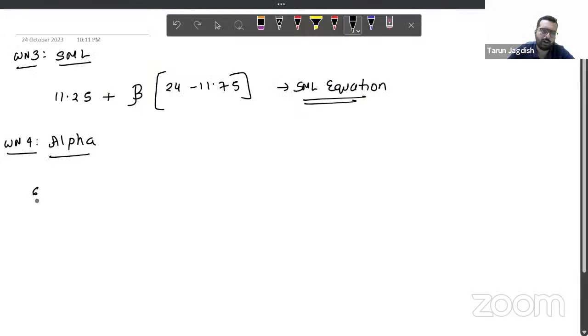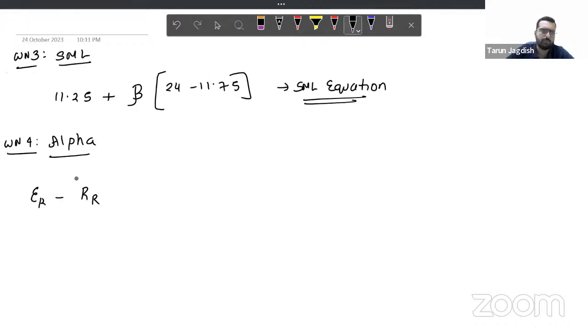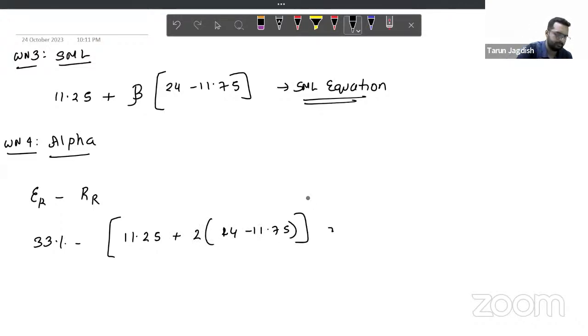Now the last thing they're asking you to find out is the alpha. What is the formula for alpha? Expected return minus required return. So the expected return, we already have the answer as 33%, minus the required return, which will be 11.25 plus 2 into 24 minus 11.75. That is 35.75 minus 33. We get the answer as minus 2.75.